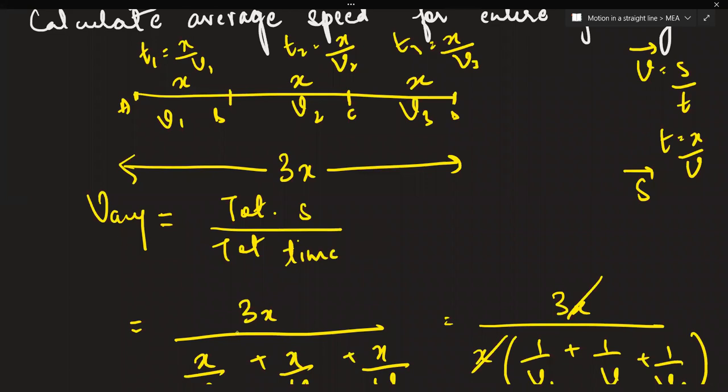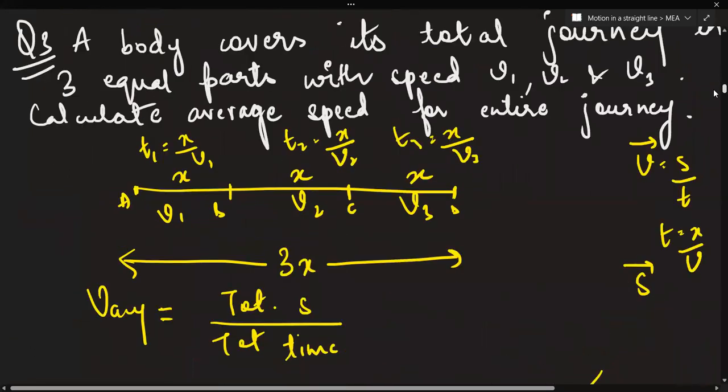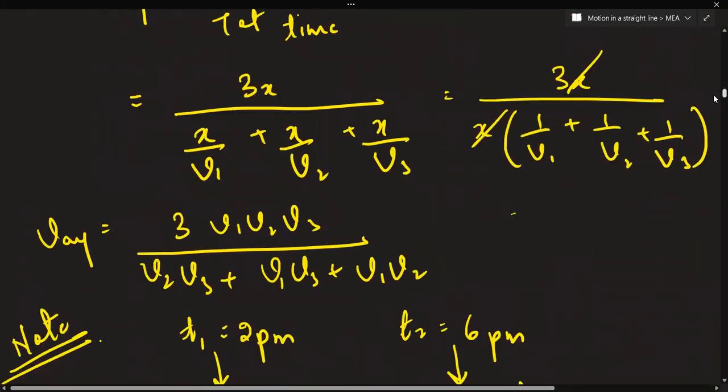So total distance will become 3x, but what will total time be? Time is distance by speed, because speed is given in the question. So time 1 will be x by v1, time 2 will be x by v2, time 3 will be x by v3. When you solve it, x gets cancelled, and you are left with 3 v1 v2 v3 by (v2 v3 plus v1 v3 plus v1 v2). All right, note down the solution.